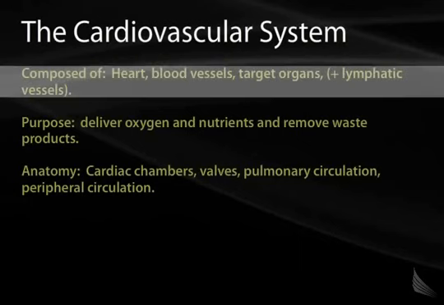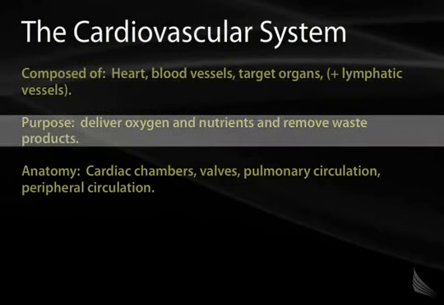The cardiovascular system itself is composed of the heart, as well as the circulatory system, including arteries, veins, capillaries, as well as lymphatic vessels. The cardiovascular system works to deliver oxygen and nutrients to these target organs, as well as removing its waste products.